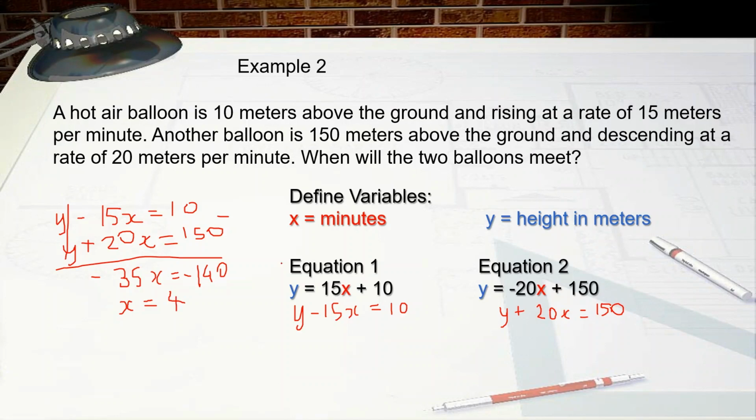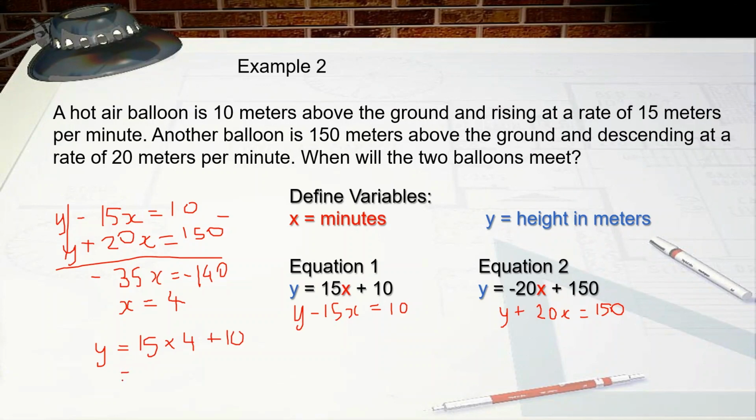We have found the value of x. Now we can simply find the value of y by substituting x into any one equation. So I'm just going to use the first equation. y is equal to 15x plus 10. So y is equal to 15 times 4 plus 10.